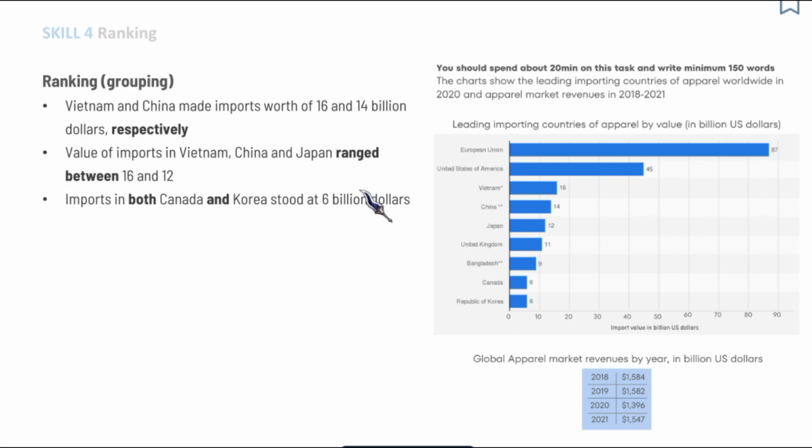Let's talk about grouping. We have already seen all of these ways of grouping information. So definitely use the word respectively, if you are talking about 2, 3, or even 4 countries, in our case. The phrase ranged between is also very handy, also very good for grouping. And another little way to group information is using both and. And here we are talking about the same number, 6 and 6. So imports in both Canada and Korea stood at $6 billion.